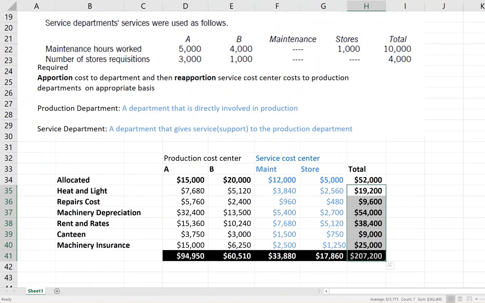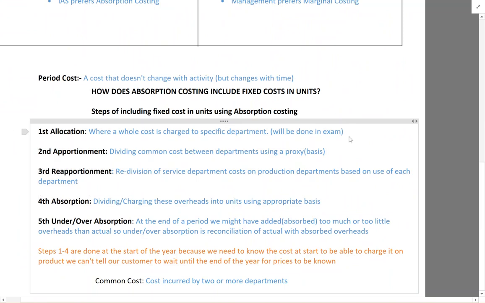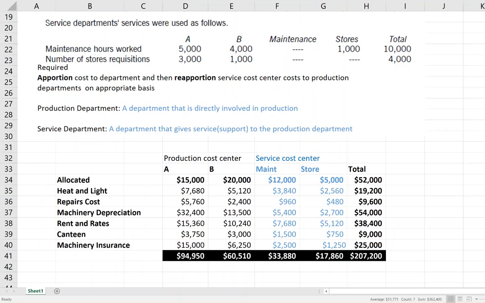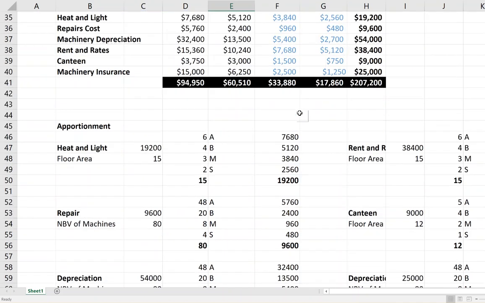Next step is reapportionment. Reapportionment is a redivision of service department costs on production department based on use of each department. Now we had service departments here. Service department doesn't have anything to do with production department. They give service to the production department. They help service departments. So their costs are being borne by the production department. So we should take these costs and we should charge it on production department. This is called reapportionment. There are different methods involved.